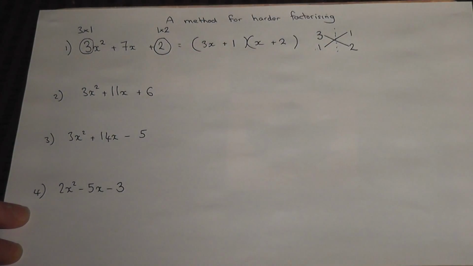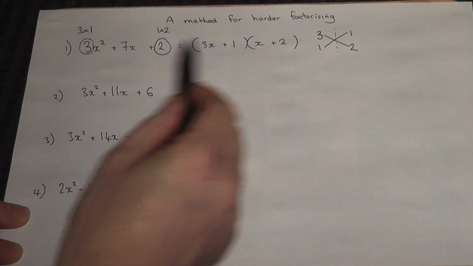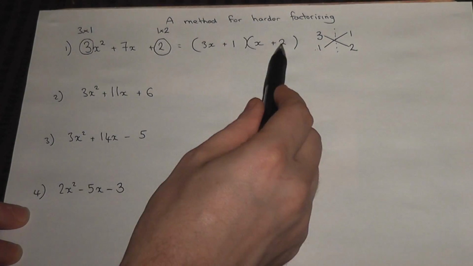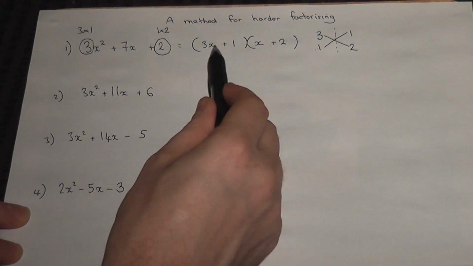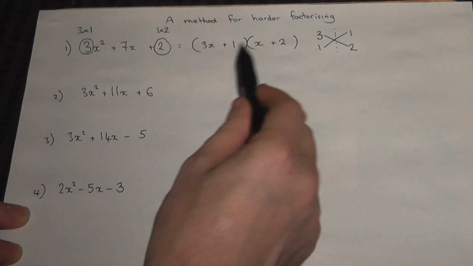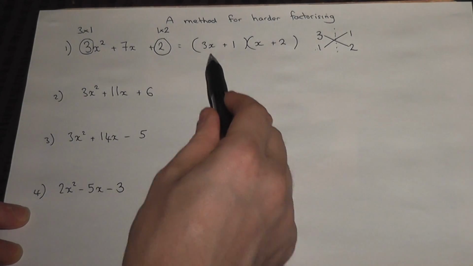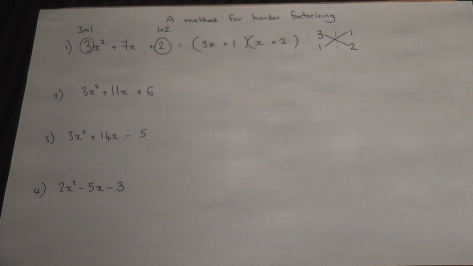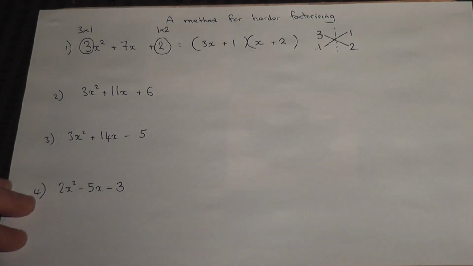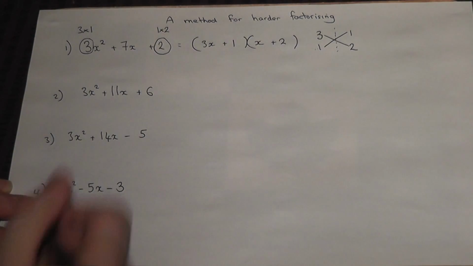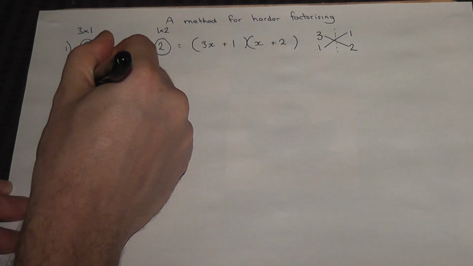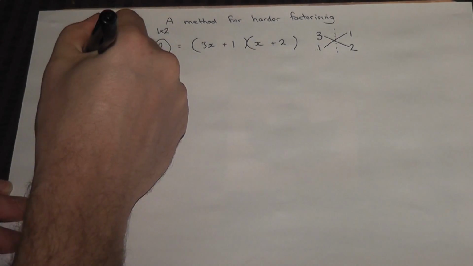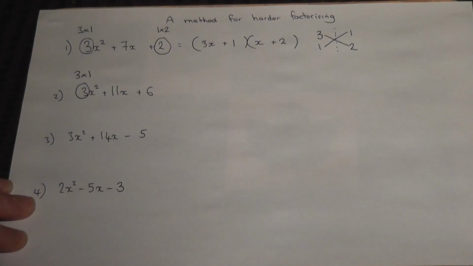So to show how this works, 3x times x is 3x squared. 1 times 2 is 2. 3x times 2 is 6x. 1 times x is x. 6x plus x is 7x. So we'll go through this again for another example to show how it still works. So again, it's 3x squared. The only factor pairs are 3 and 1.